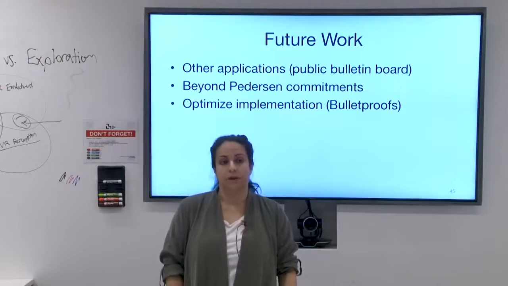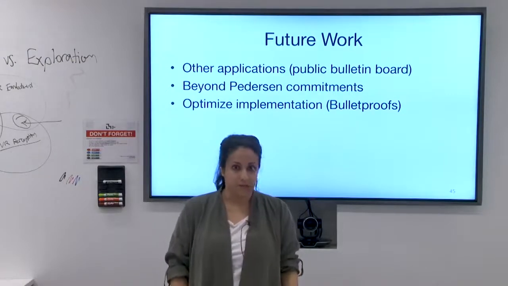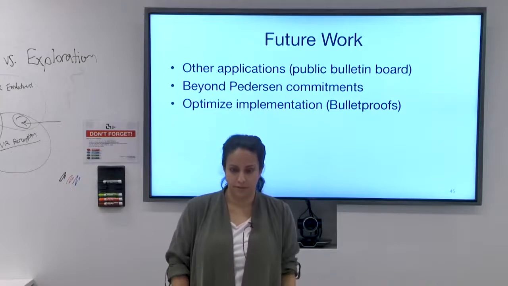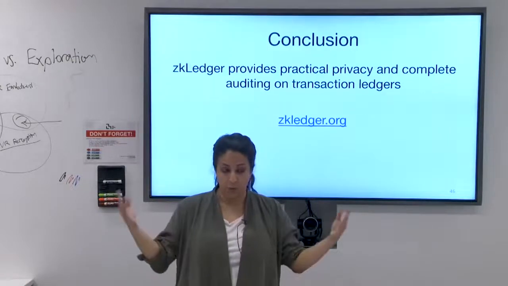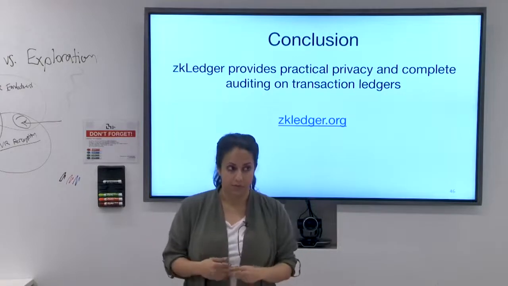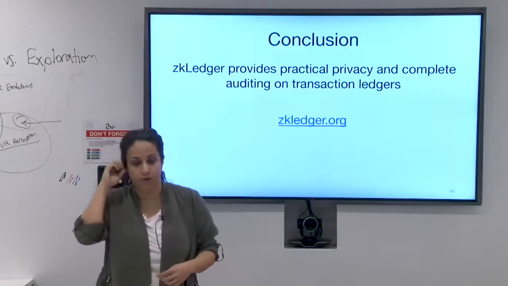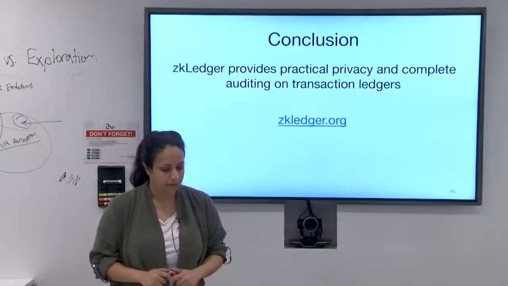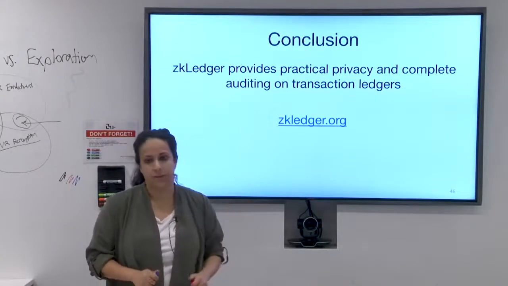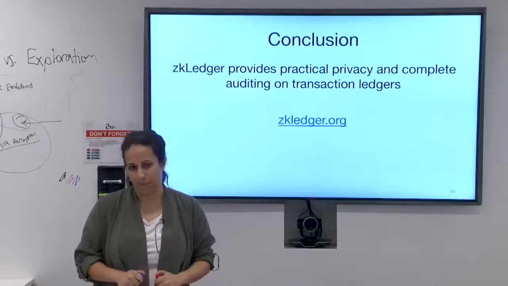Also, another really important area of future work is to optimize the implementation. Like I said, I think we could get at least twice as fast, if not more. And in conclusion, if you want to work on any of these things, please let me know. If you're interested in using cryptographic primitives to achieve privacy with interesting functions, let me know. And this is the website for zkLedger, which at the moment is really just the paper.